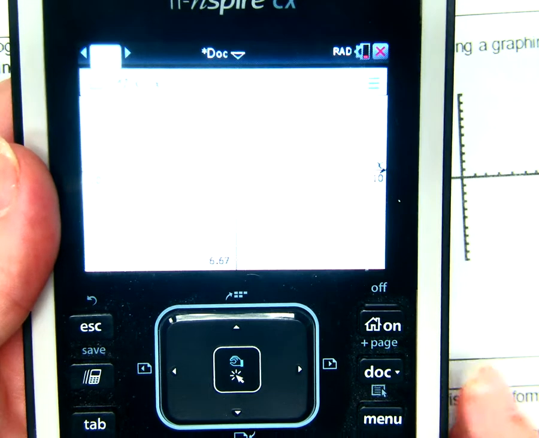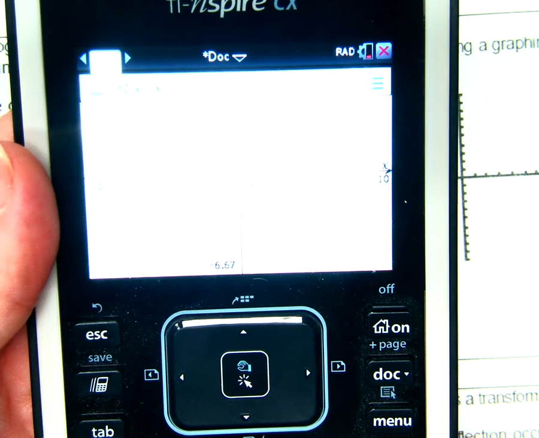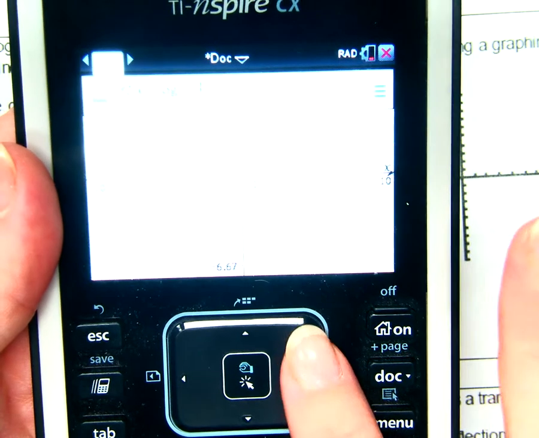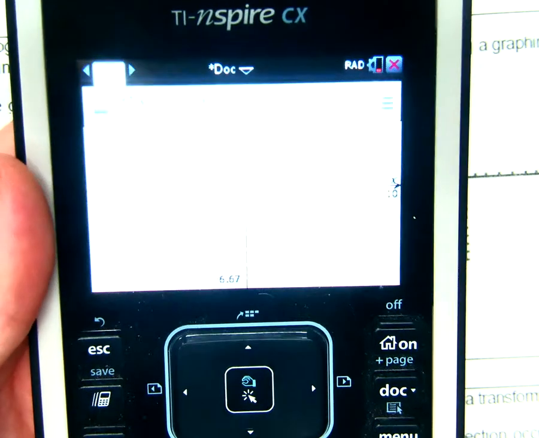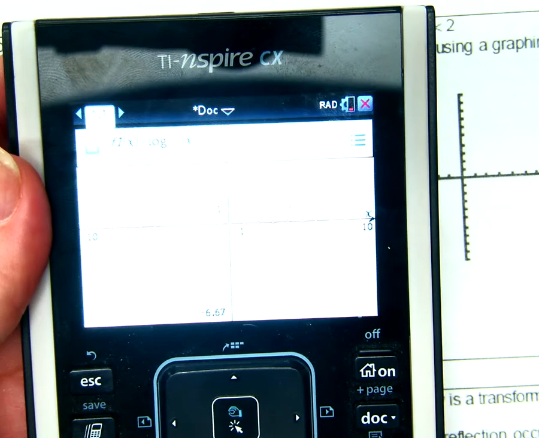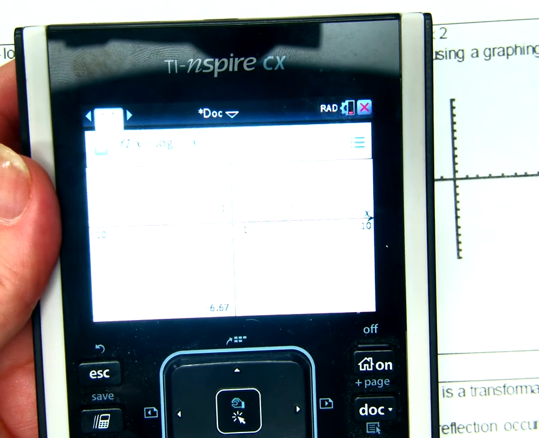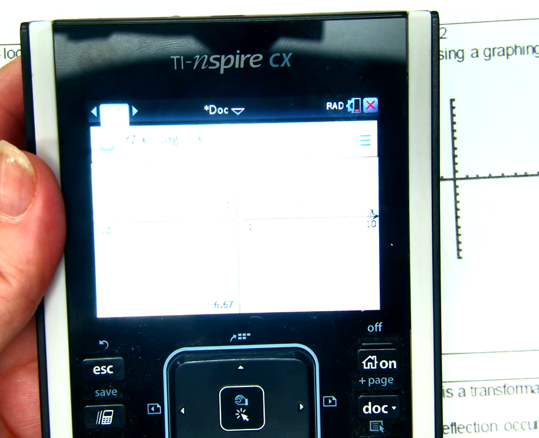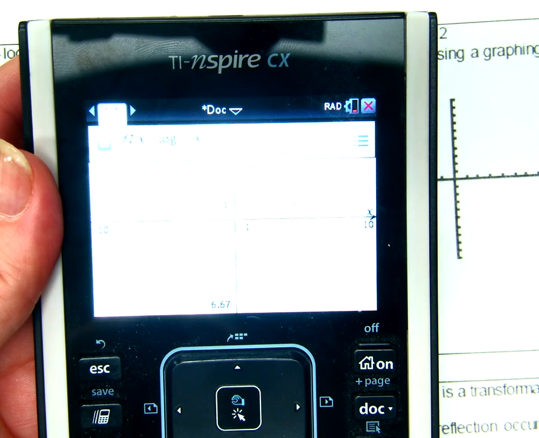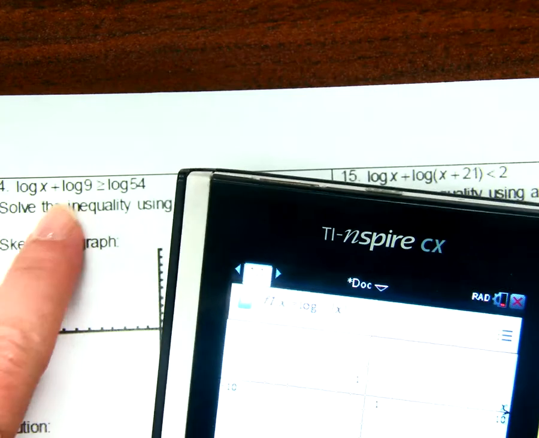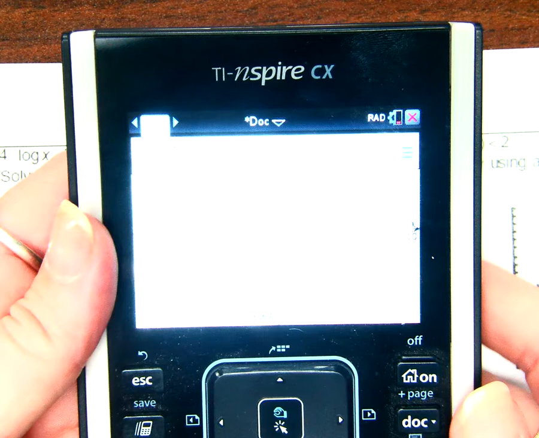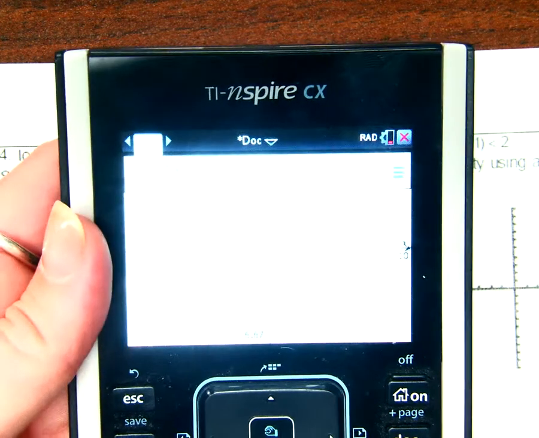What we need to put in our calculator is log of x. Why didn't I put in a base? There's not a base here, right? So is that okay that I didn't put a base in my calculator? What base is it? 10, right? We know that that's the common log.